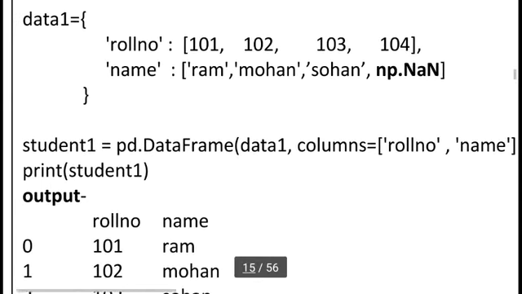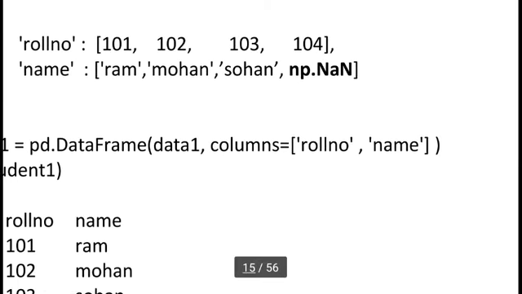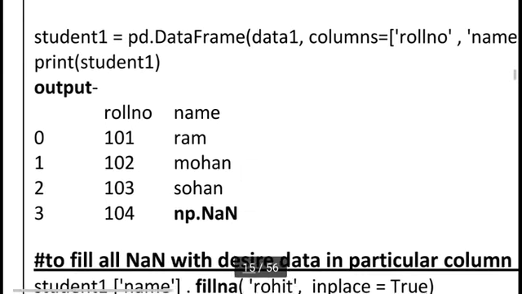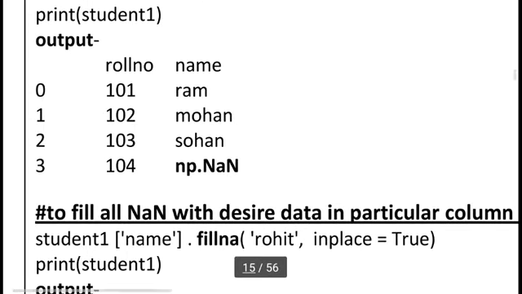And here I am using student1, which we know very well. This is our pandas data frame variable. pd.DataFrame is our method. Here I am using data1 and columns roll number and name. And we can print student1. You can see the entire data frame will display roll number and name. But roll number 104 has no name, so here in pandas we can use np.nan.